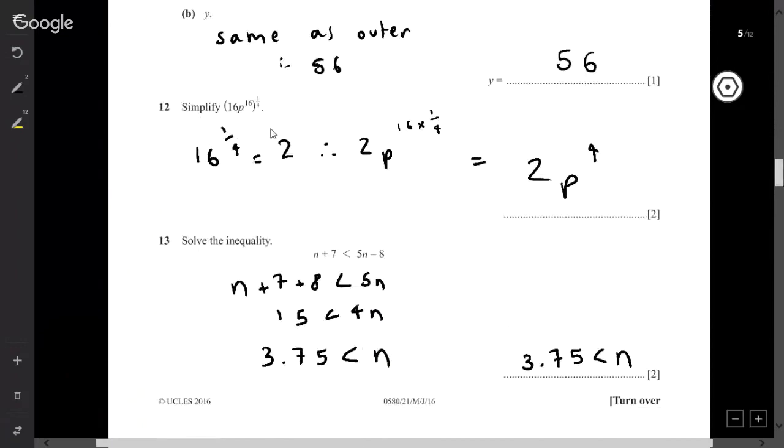Okay, question number 12. Simplify 16p to the power of 16, all to the power of a quarter. So first of all, we're going to do this bit first. 16 to the quarter is 2. Therefore, then we can do this bit. So because it's a bracket, we times the indices. So 16 times a quarter is 4. So the whole thing becomes 2p to the power of 4.